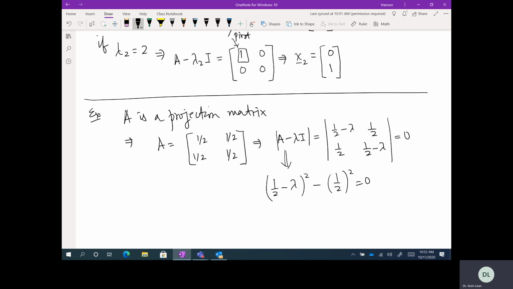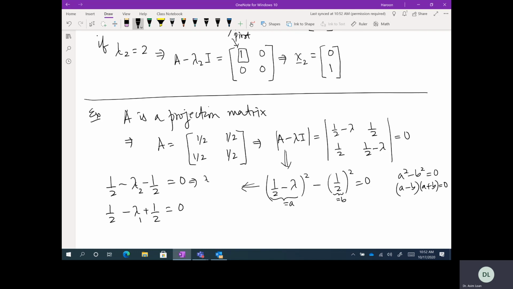So it's not a good idea always to expand it. What if we call this A and we call this B. So this is simply A square minus B square equals 0. So this means A minus B equals 0 or A plus B equals 0. So if I do that, this implies half minus lambda minus half equals 0 or half minus lambda plus half equals 0. So maybe I call this lambda 2, I call this lambda 1. So this implies lambda 2 is equal to 0. This implies lambda 1 is equal to 1.